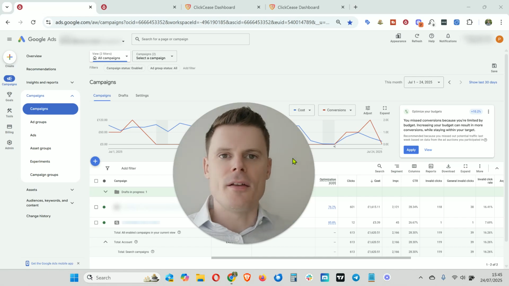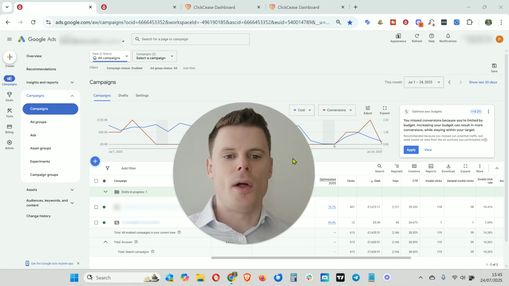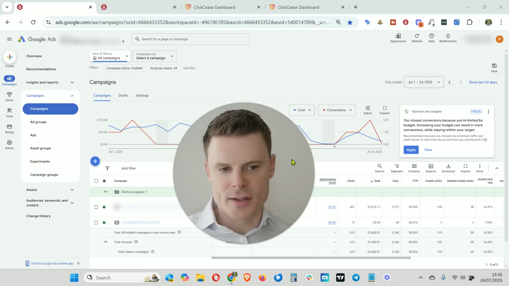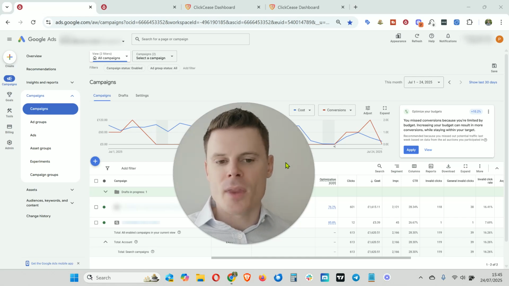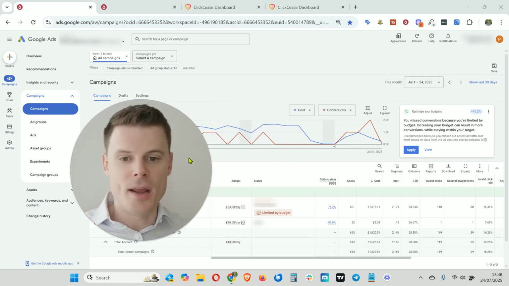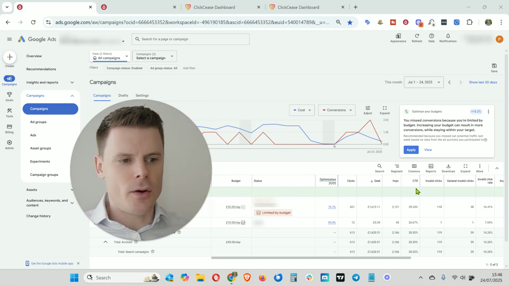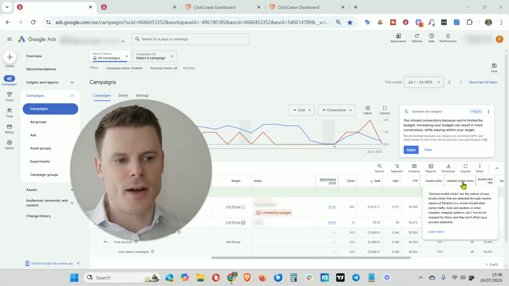So how do we firstly identify this, and how do we begin to come up with a solution for this? Well, every single Google Ads account will have a number of metrics that you can take a look at, which will allow you to very quickly identify how much click fraud there is going on in your account. So we're looking at an example account here, and if we look at these columns that have been added, we've got invalid clicks here, and also another column, general invalid clicks.